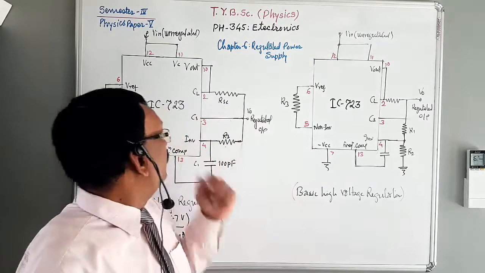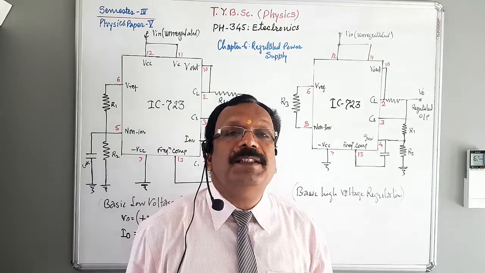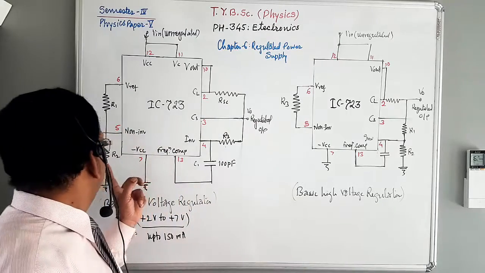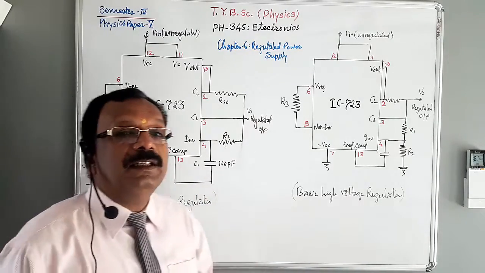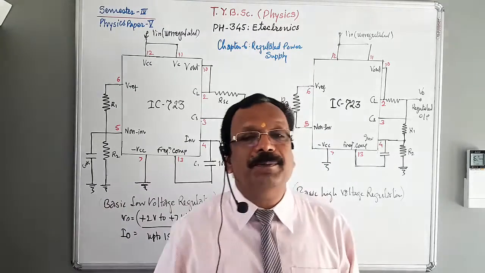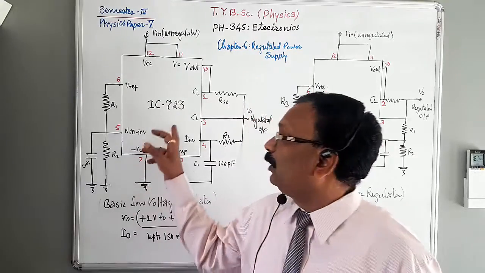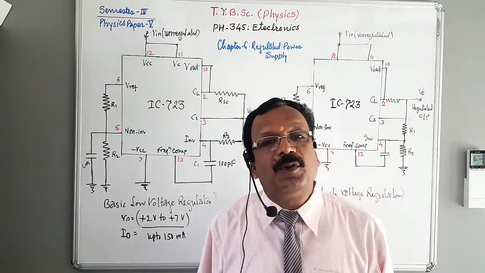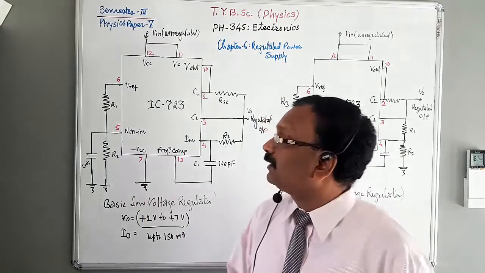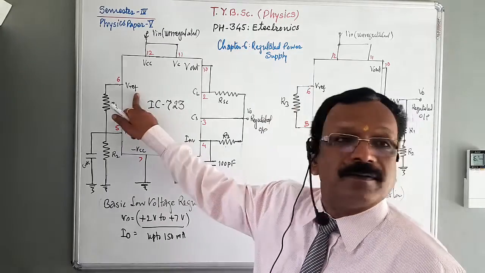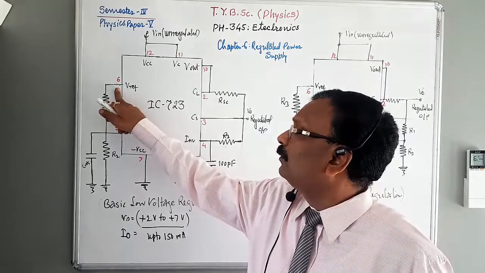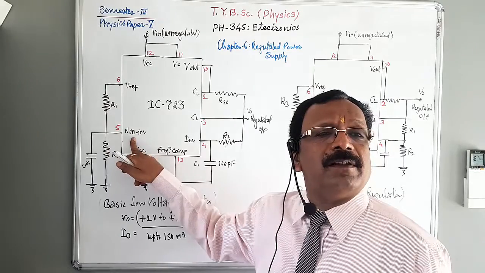In order to design the IC 723 as a basic low voltage regulator, what do we have to do? The reference voltage in this circuit is generated from the voltage reference amplifier, which is built in. This is very important. This reference voltage is applied to pin number 6 and then to the non-inverting terminal.